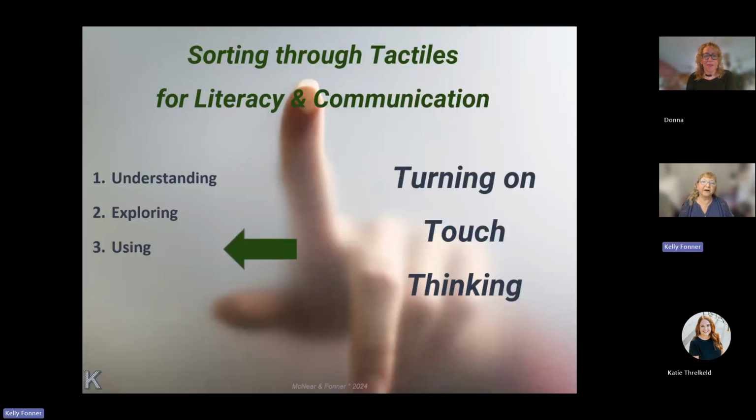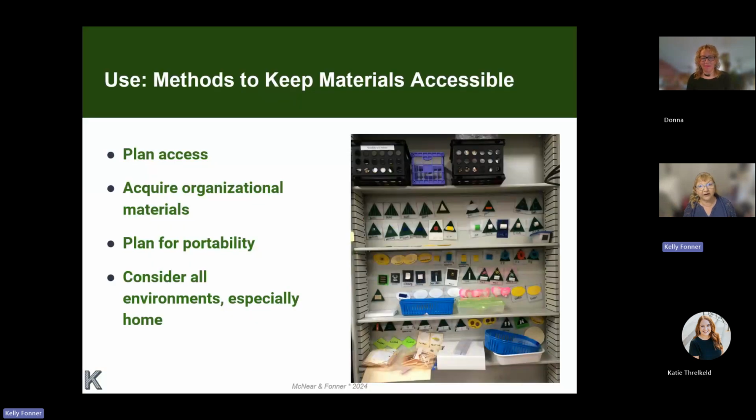And then our third area, although it's hard for us just to talk about understanding and exploring without talking about using it, is digging deeper into the use of tactiles. So some of that in the area of use is, how do you organize all this stuff? Like if you're going to have all these backgrounds and all these items.